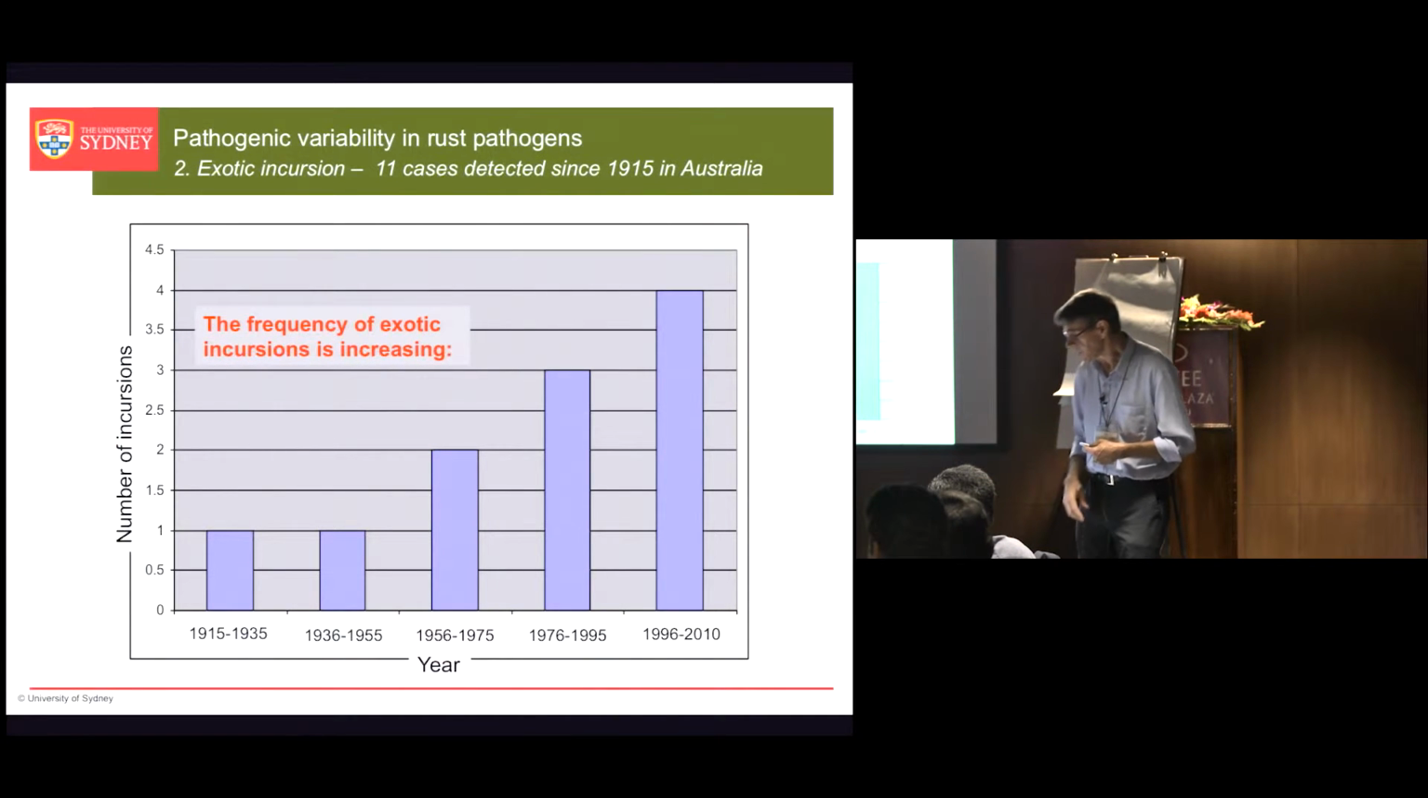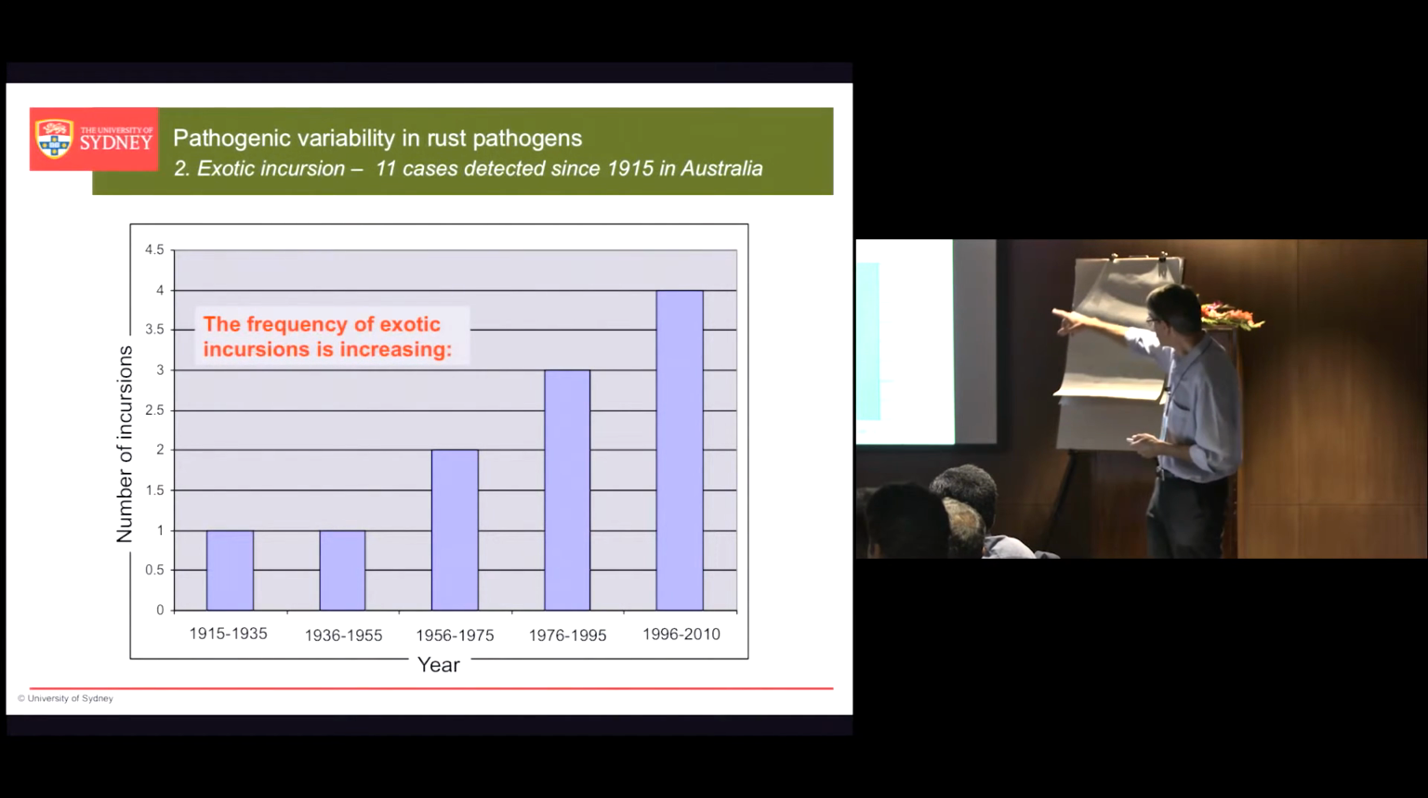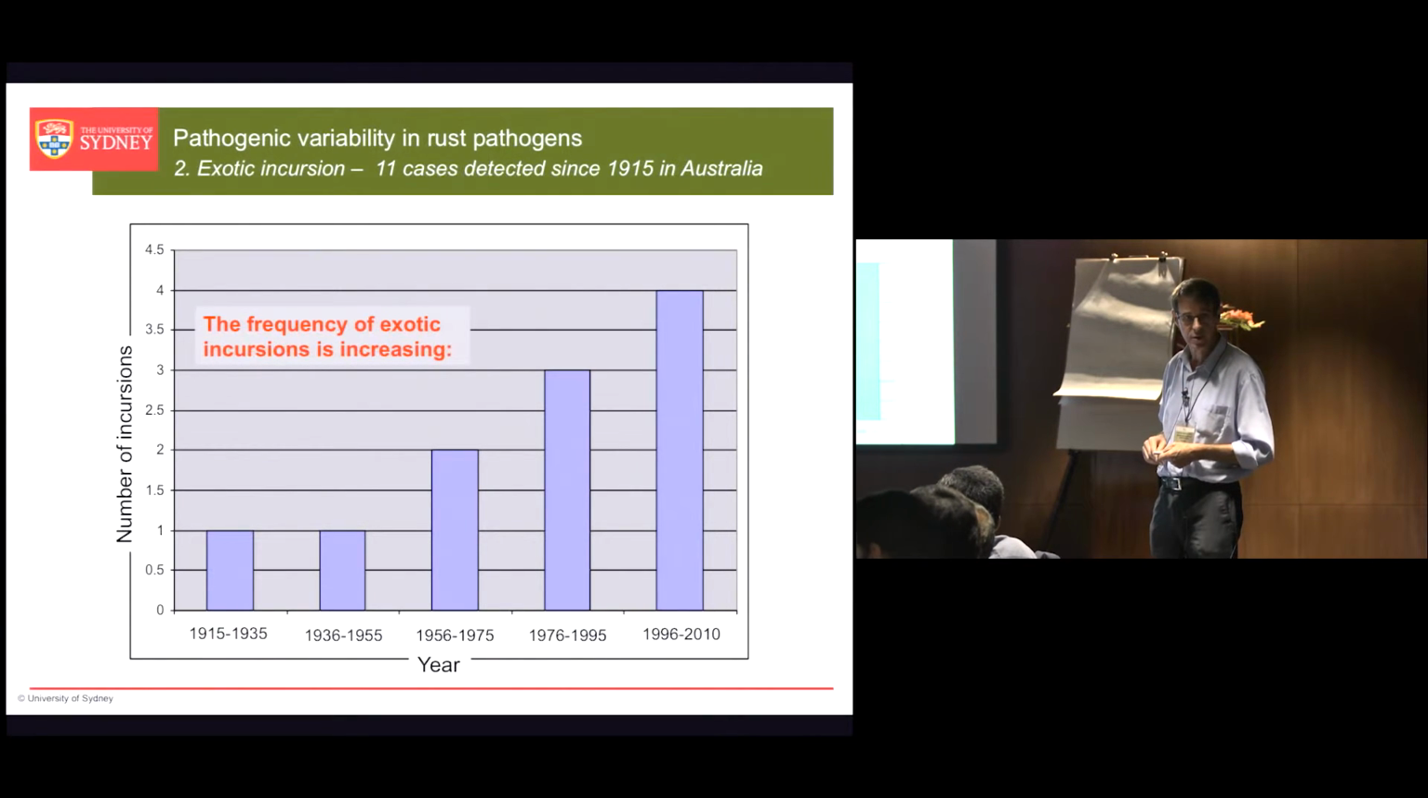And in fact, we've had more than that. I should make this now 12. So we started our rust surveys way back in 1915, and since then we've actually found 12 cases where we've had exotic incursion of wheat rust isolates. The 12th one I found last year in October. It's a wheat leaf rust isolate that I found in South Australia. We've got no idea where it came from, but it's clearly an exotic incursion.